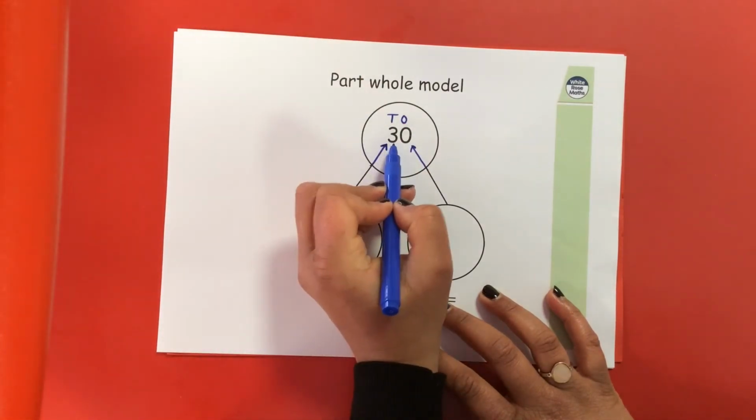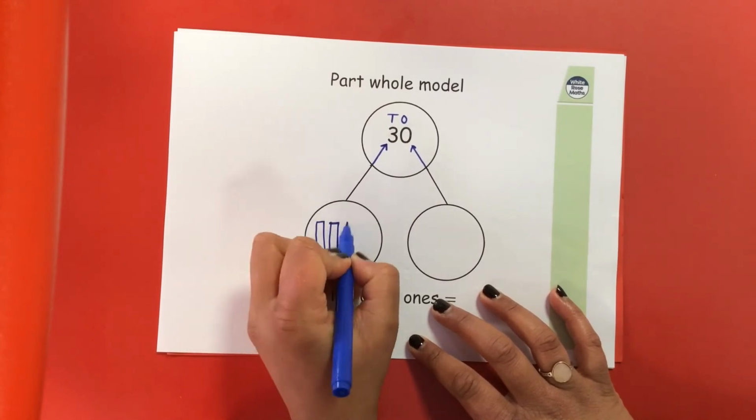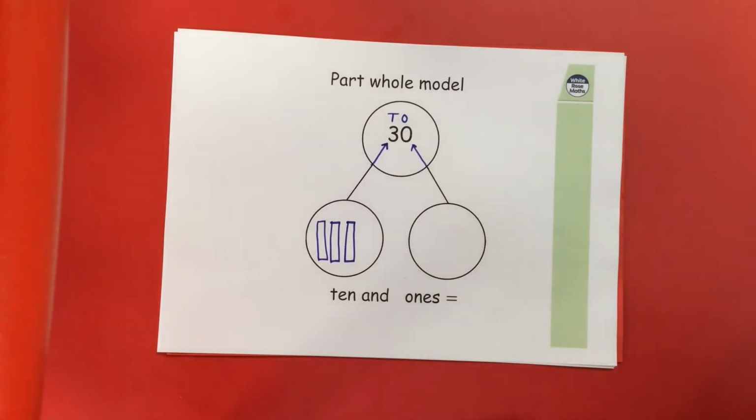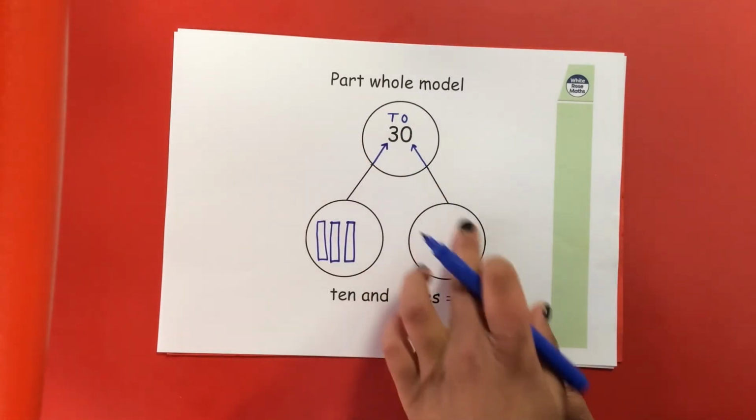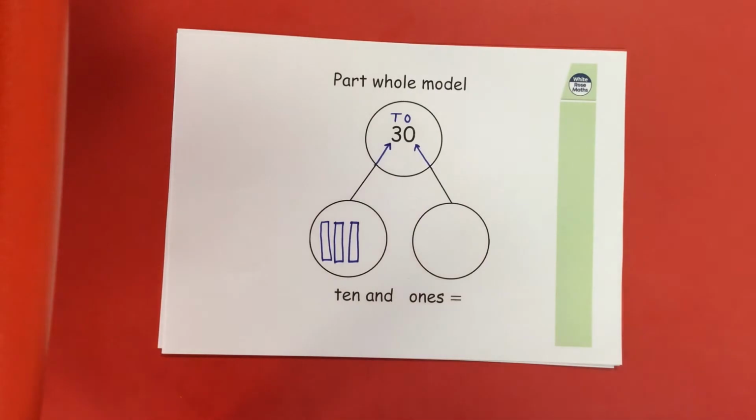And off we go. We've got 3 tens. 1, 2, 3. And in the ones column, it says 0. So did you draw any ones? That's correct. You didn't need to draw any ones. It says 0, so we'll leave that like that.